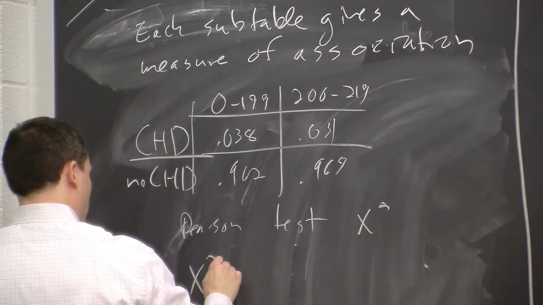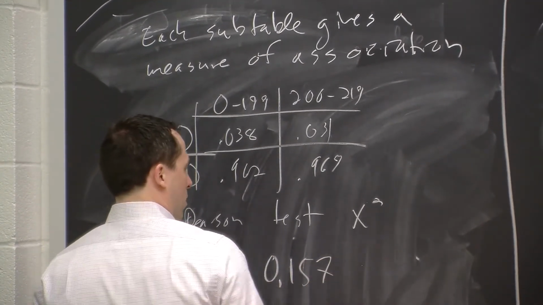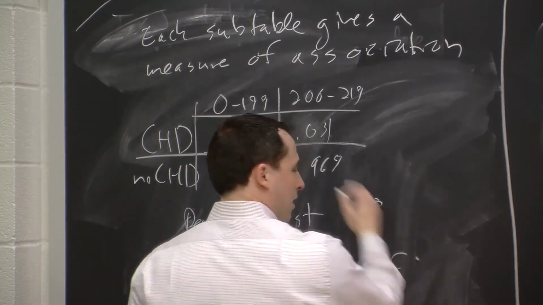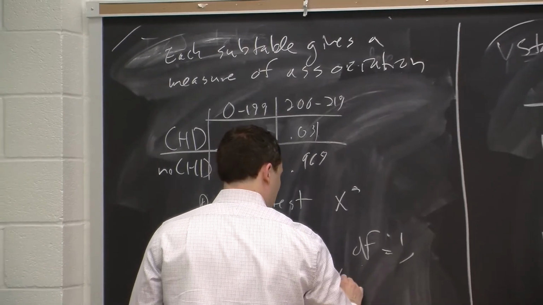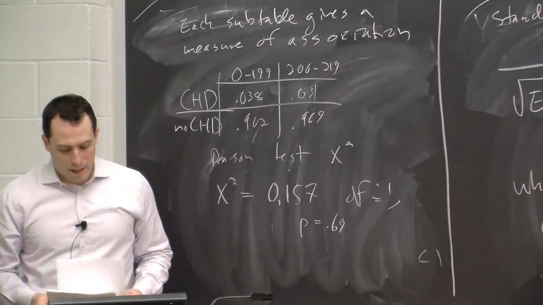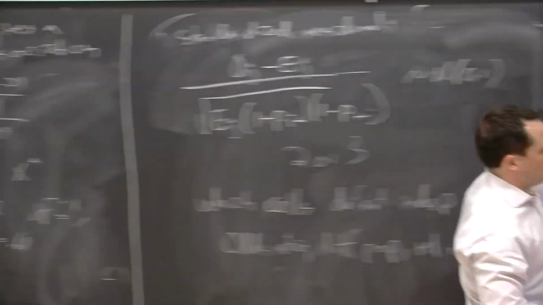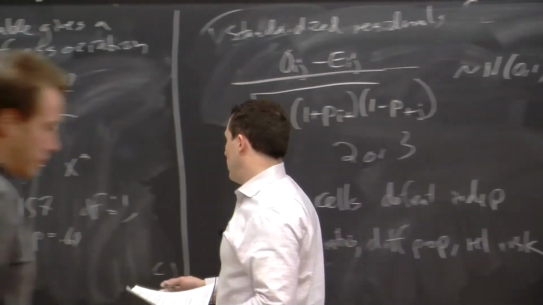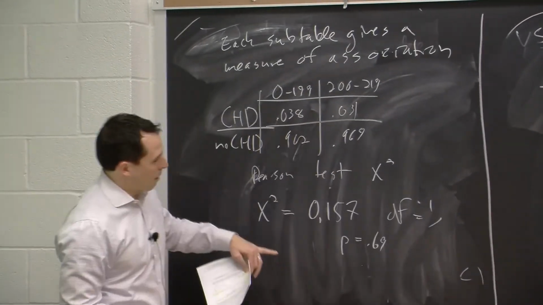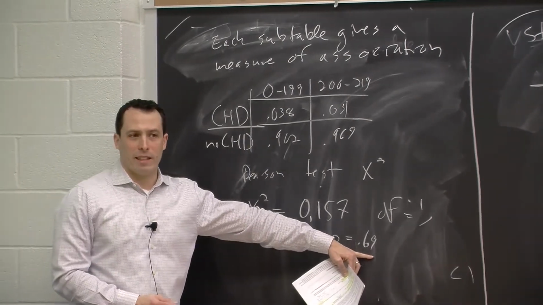And we get an X squared of 0.157. There's only 1 degree of freedom because we're just looking at this 2 by 2 table. And so the p-value is 0.69. So that tells us that the first comparison that we want to do of these first 2 columns, while it seems that the risk decreases as measured by proportional difference, odds ratio, relative risk, that decrease in risk is not significant.